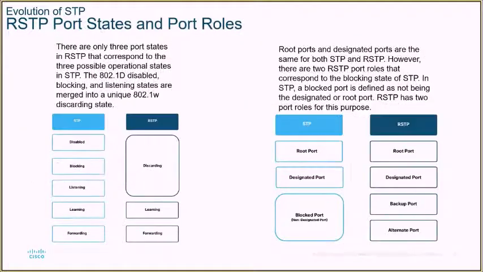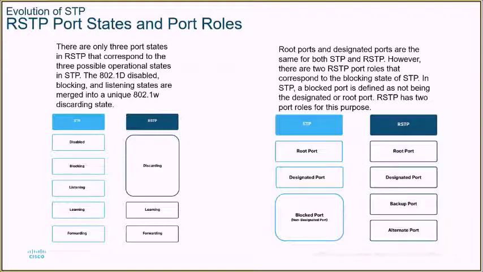All right, port states. There are only 3 port states in RSTP that correspond to the 3 possible operational port states in the spanning tree. The 802.1D disabled, blocking, and listening states are merged into a single 802.1w discarding state. Learning and forwarding are, of course, the same. Root ports and designated ports are the same for both STP and RSTP.